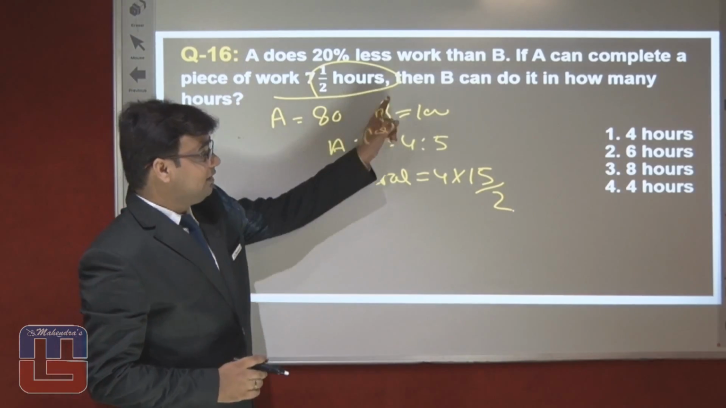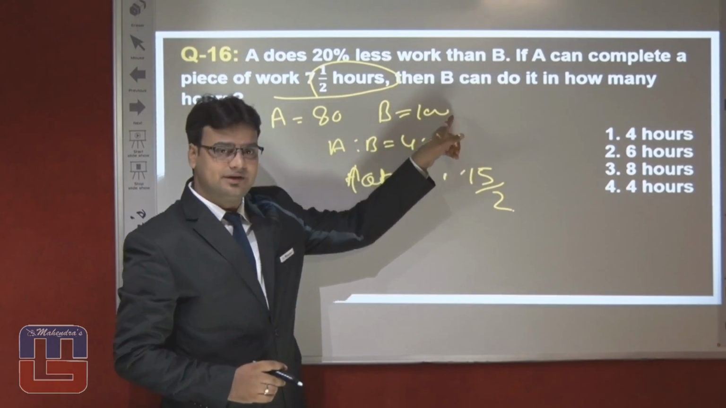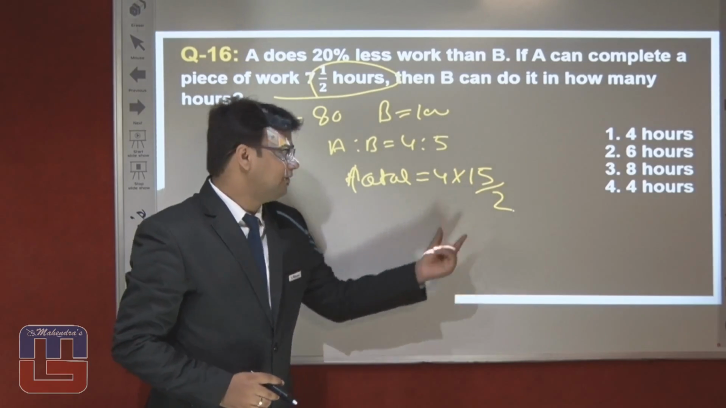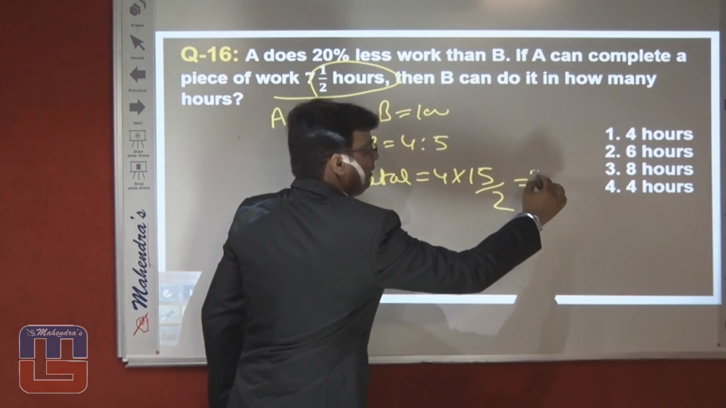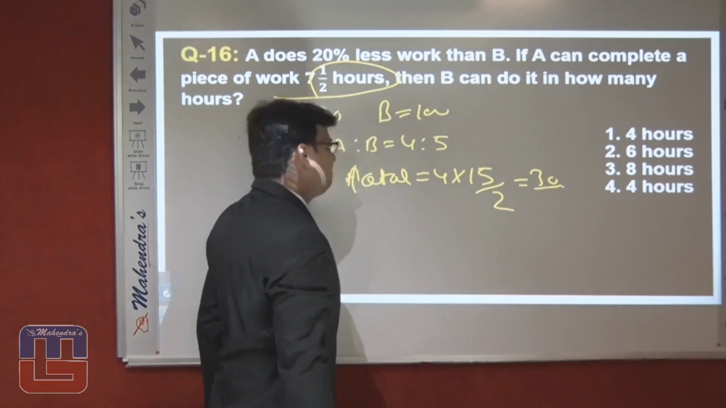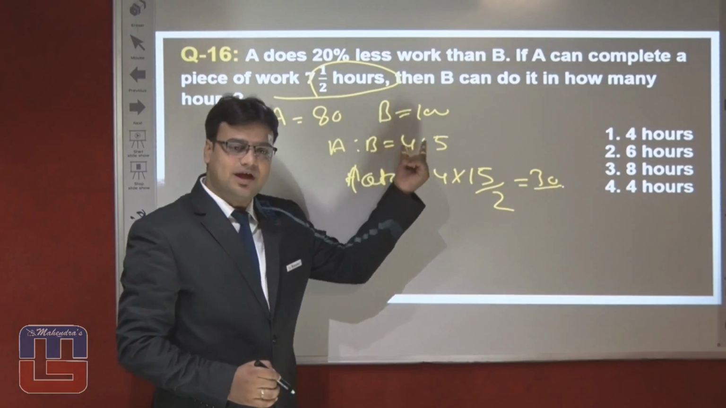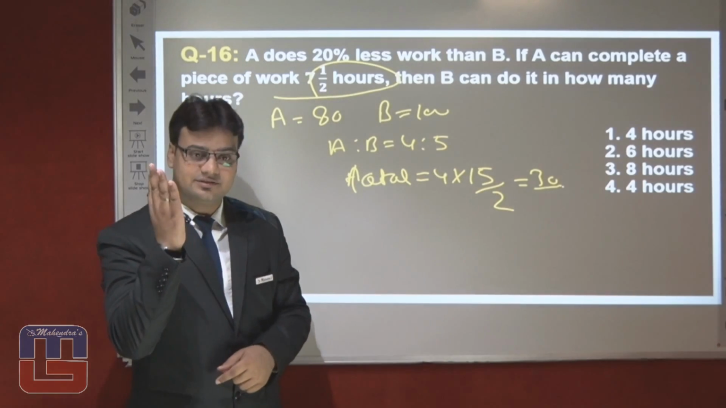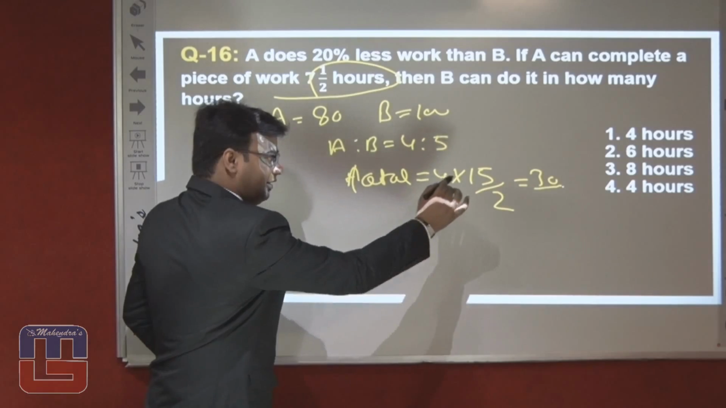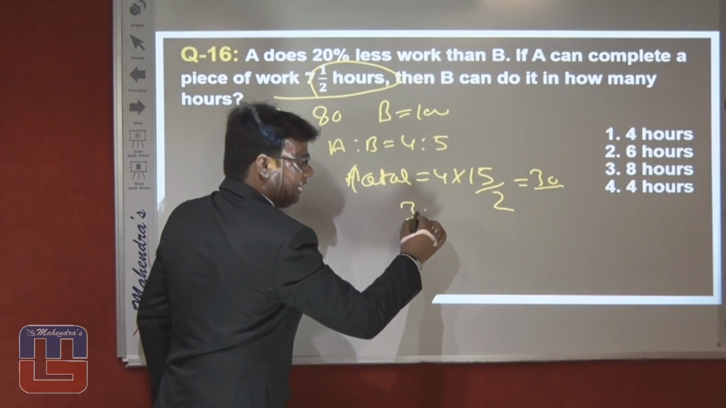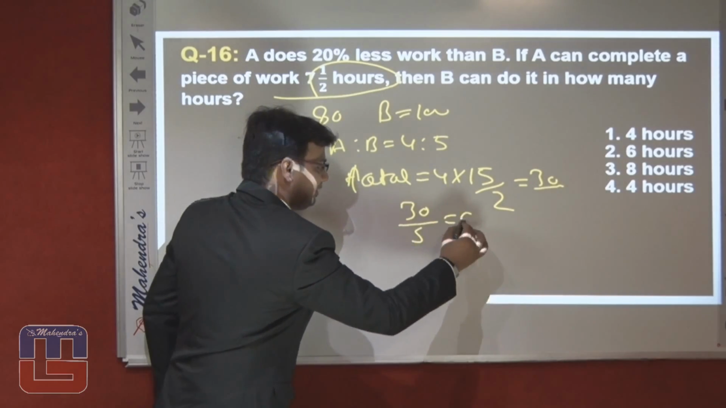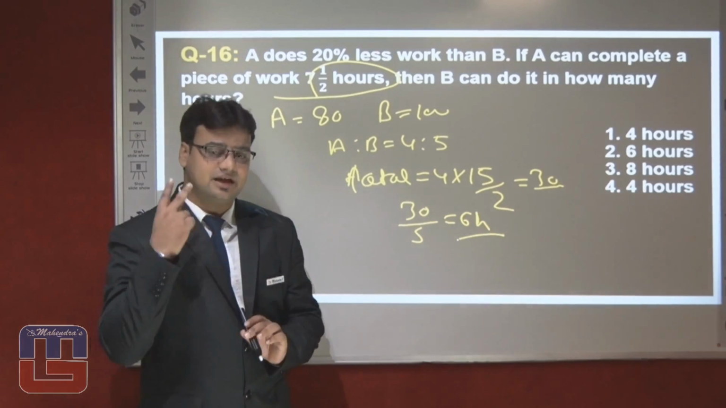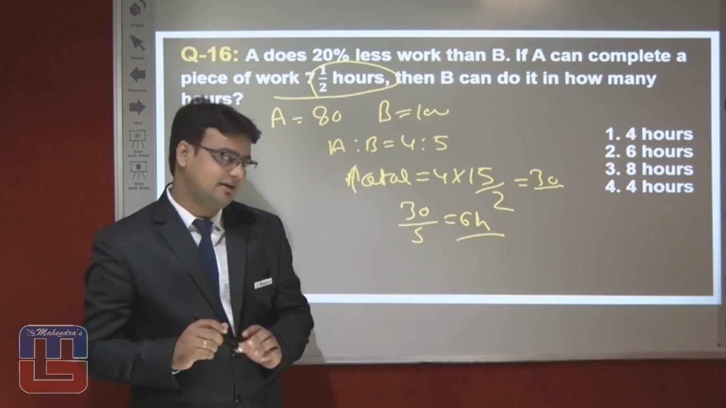Then how long will B take? Total work is 4 into 15 by 2, that means 60 by 2, that means 30 work. And B can do 5 work per hour, that means in 1 hour he can do only 5 works. So total work 30 completes in how many hours? 30 by 5, that means 6 hours. Check 6 hours in which option? It's clear, in the second option. So our correct answer is second.